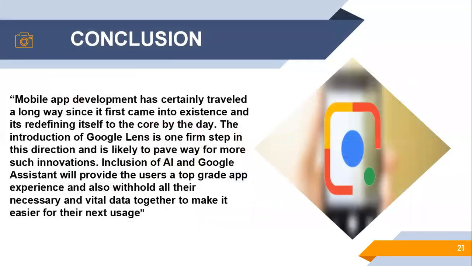So, conclusion. Mobile app development has certainly traveled a long way since it first came into existence, and it is redefining itself to the core by the day. The introduction of Google Lens is one more step in this direction and is likely to pay off with more such innovations. The inclusion of artificial intelligence and Google Assistant will give users a top-grade app experience, and also hold all the necessary virtual data together to make it easier for the next use.